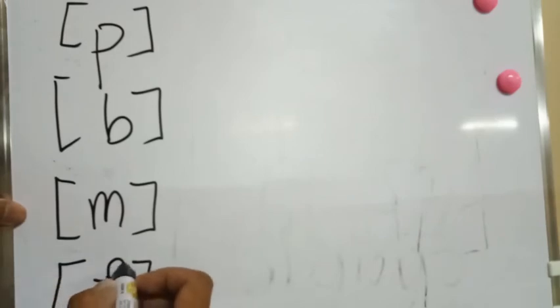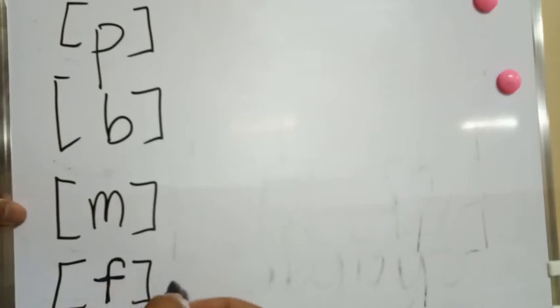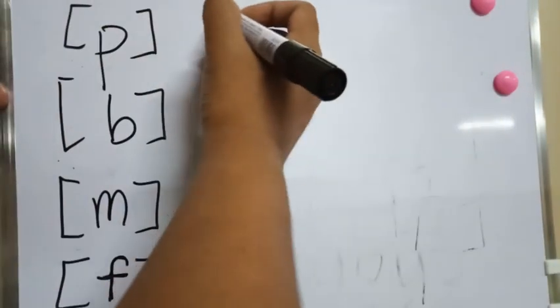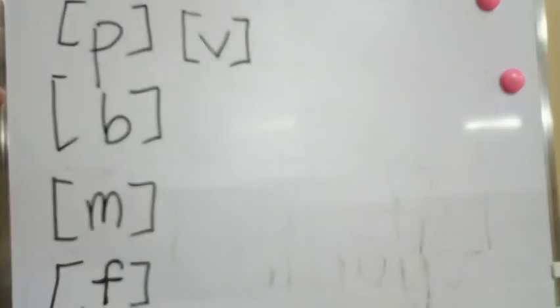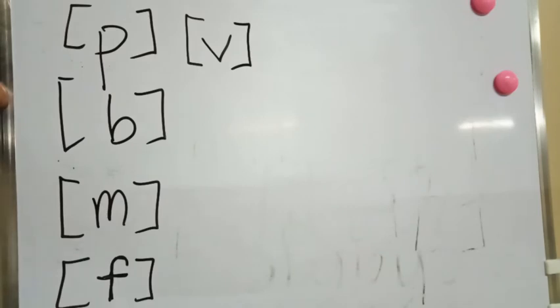Then we have this symbol. It's a small letter F, and it is pronounced as f. You know that already because it has been taught to us when we were in grade school. F, as in father. Then we have this symbol, which is pronounced v, as in when you say vain, love, never.